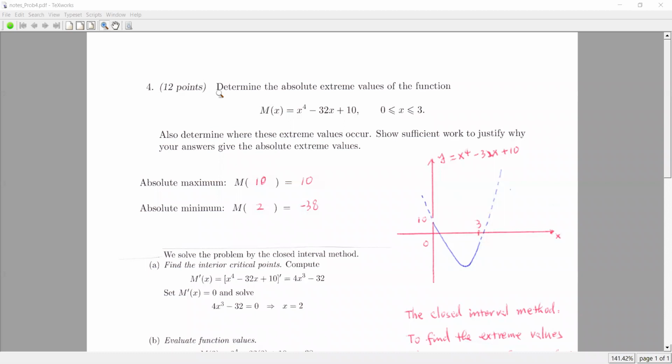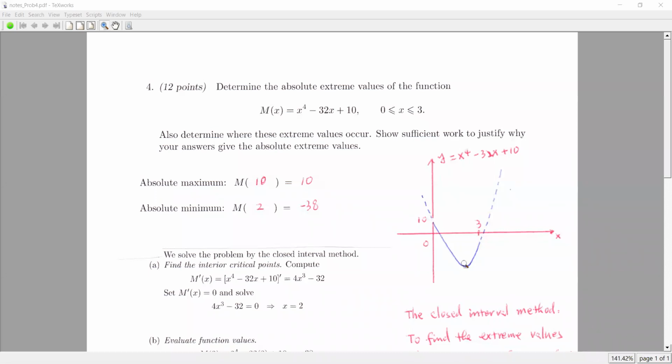Problem 4. Determine the absolute extreme values of the function. The function is a polynomial where x is between 0 and 3. Also determine where these extreme values occur. Show sufficient work to justify why your answers give the absolute extreme values.